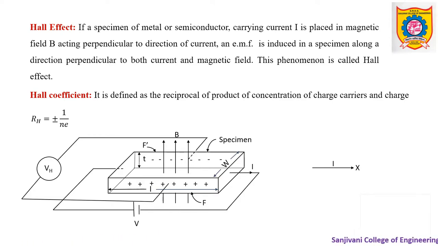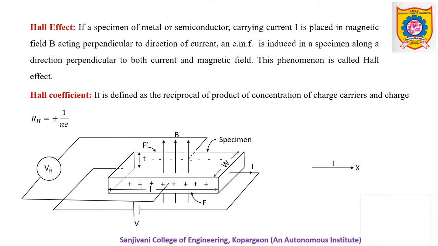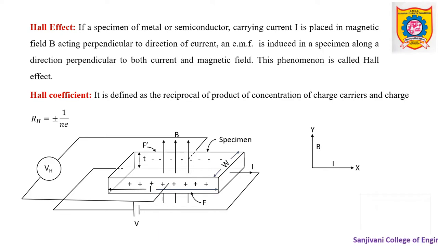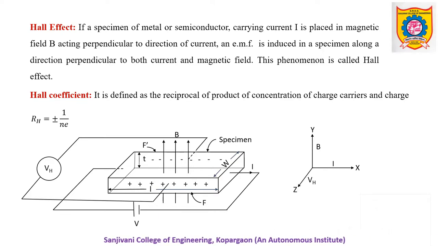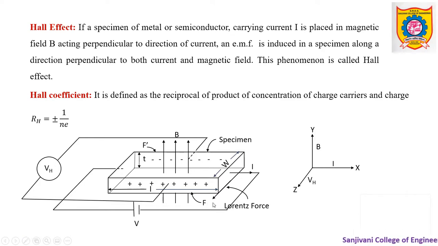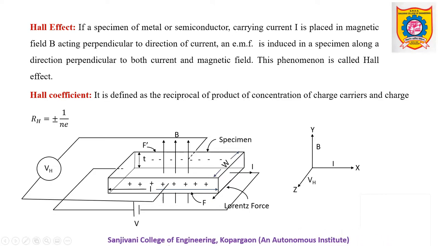With the help of axes also we can express it. The same can be well understood with the help of Fleming's left hand rule. Along the X direction it is current, along the Y direction it is magnetic field, and the direction perpendicular to both is the Z direction, along which we get the Hall voltage developed, or induced electric field. See here in the diagram, along this Z direction we get the Lorentz force, which is there due to the magnetic field. This concept will be developed in the form of mathematics.